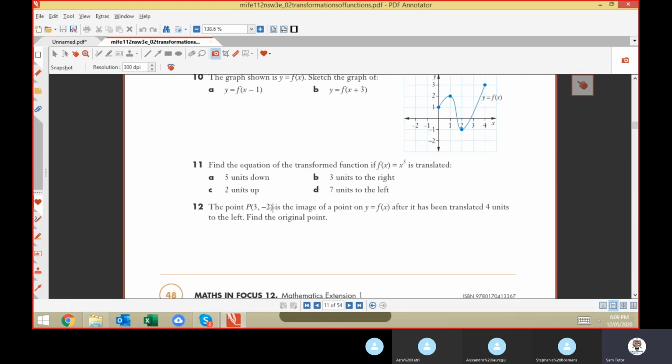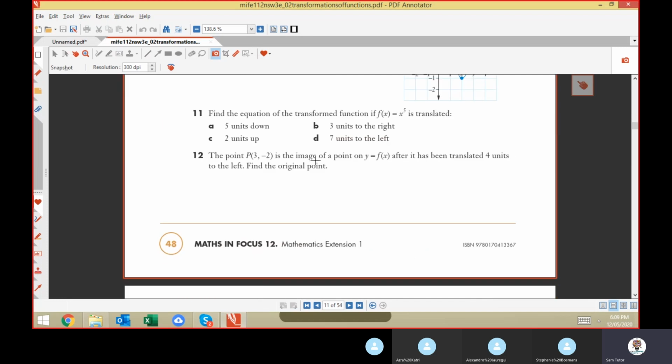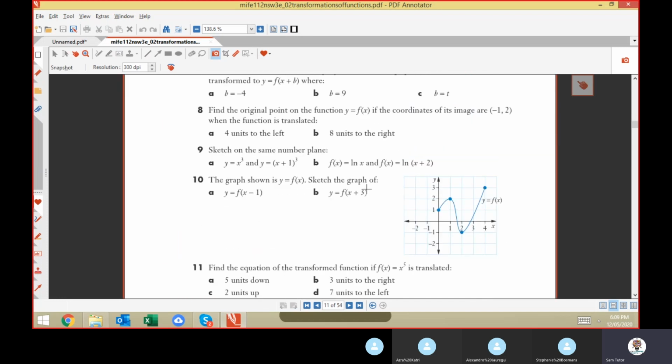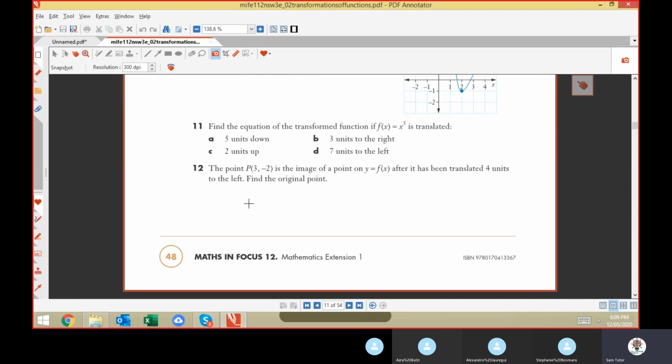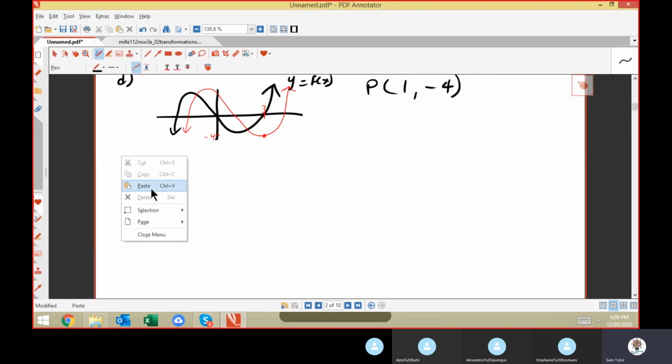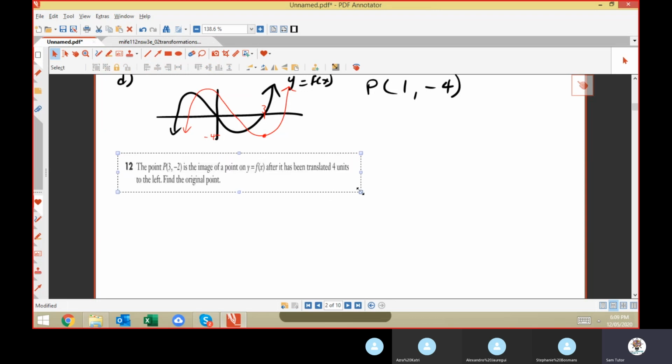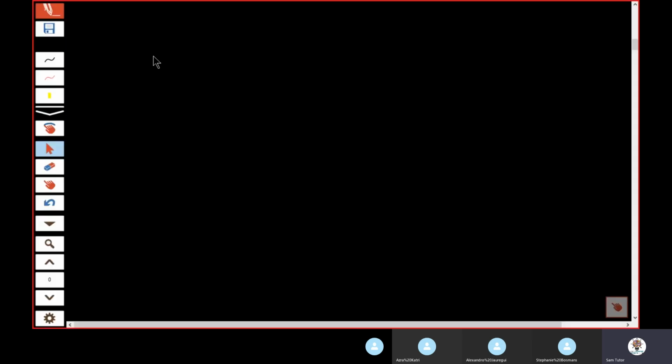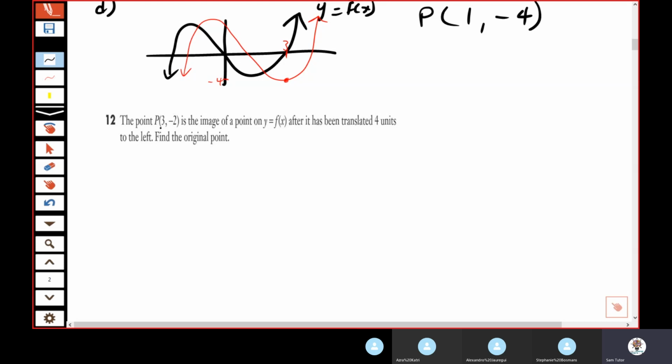Those ones are easy. Yeah, these ones are all easy. But I mean, why not? Let's have a look at number 12. The point P is the image of a point on y equals f of x after it has been translated 4 units to the left. Find the original point.